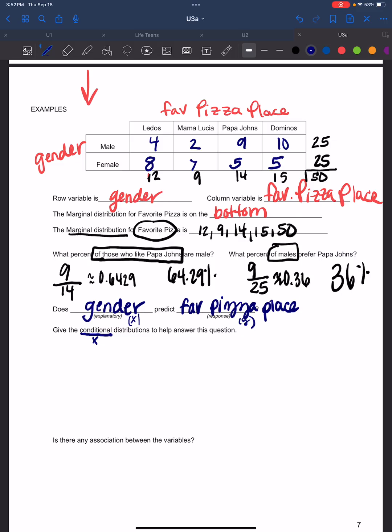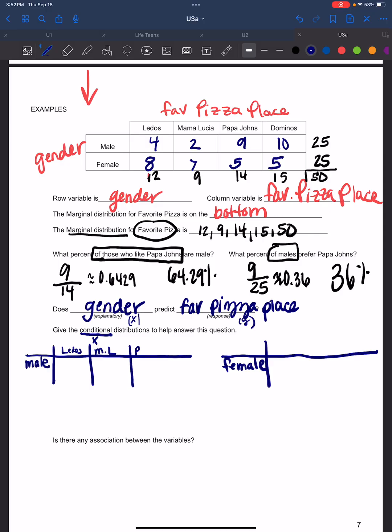The condition that we're going to break it up into is male and female. And so we're going to look at a distribution for just the males. And we're going to look at a distribution for just the females. So we're going to look at Lido's. We're going to look at Mama Lucia's, Papa John's, and Domino's. We're going to do the same thing for our girl squad.